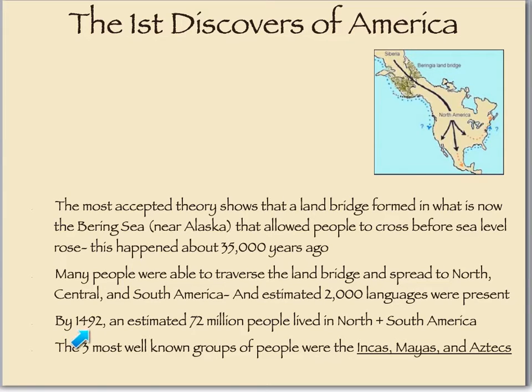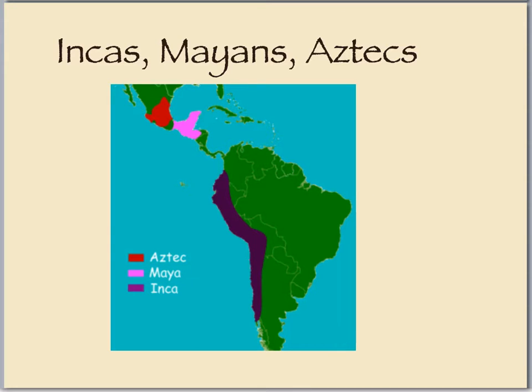And by the year 1492, the year Columbus comes over from Europe, there's an estimated 72 million people living in North and South America. And in the next few sections, we're going to talk about the three most well-known groups, the Incas, the Mayas, and the Aztecs. This map shows probably the three most famous Native American groups, and we're going to talk about them in the next three sections.